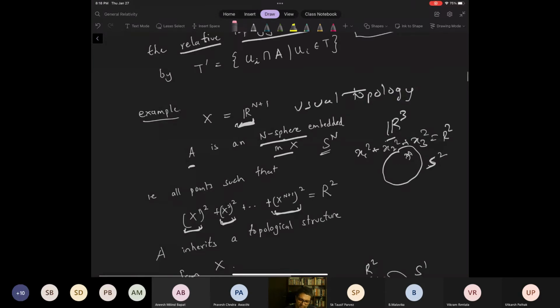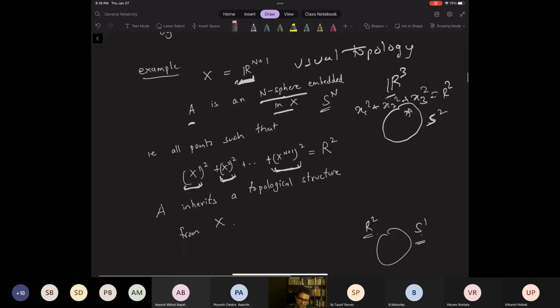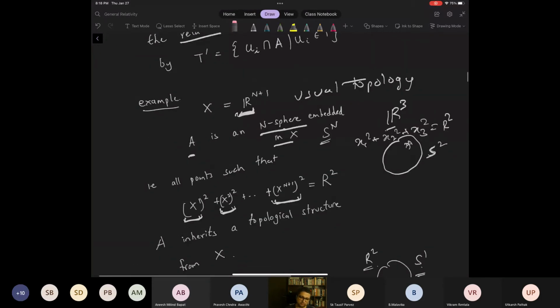Now the claim is that A inherits a topological structure from X. So this usual topology gets transferred in some way from R3 to this S2.